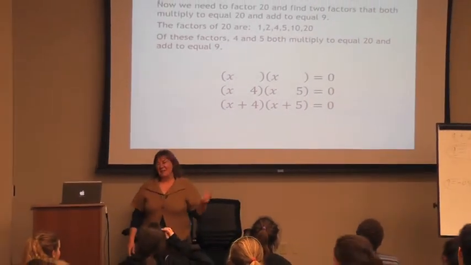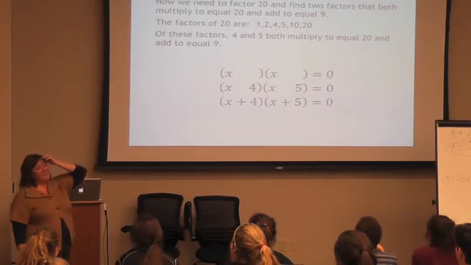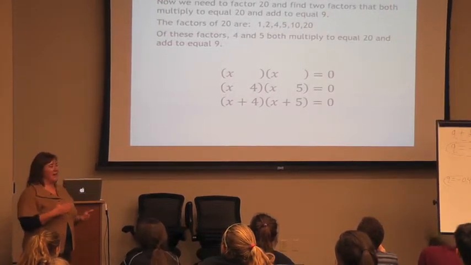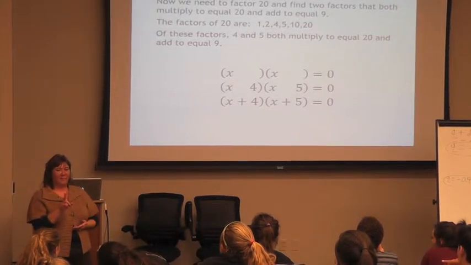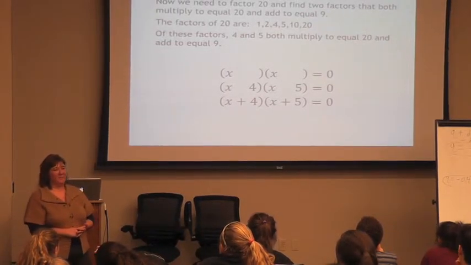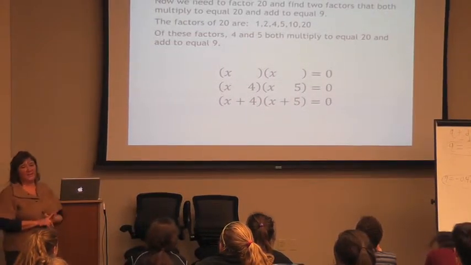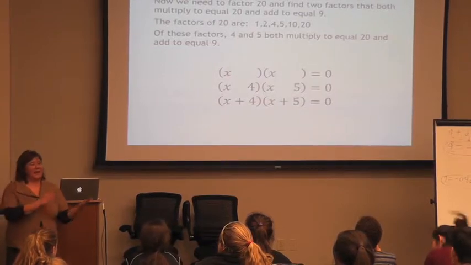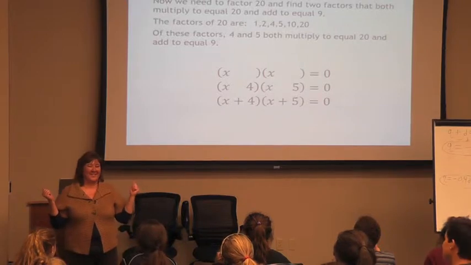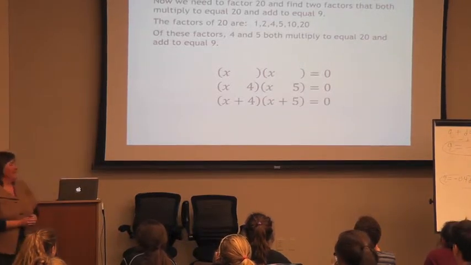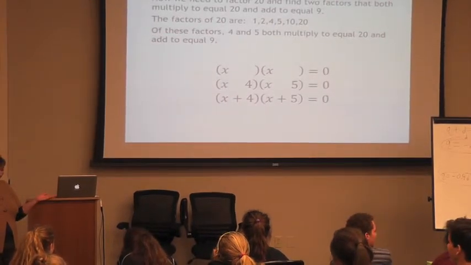One of the ways to do it is we need to factor the 20. From the 20, we have to get two terms that do two things: they multiply to 20, but they add to get our middle term. The factors of 20 are 1, 2, 4, 5, 10, and 20. You already have the answer, so tell me, what are they? 4 and 5. What's 4 times 5? 20. 4 plus 5? 9.